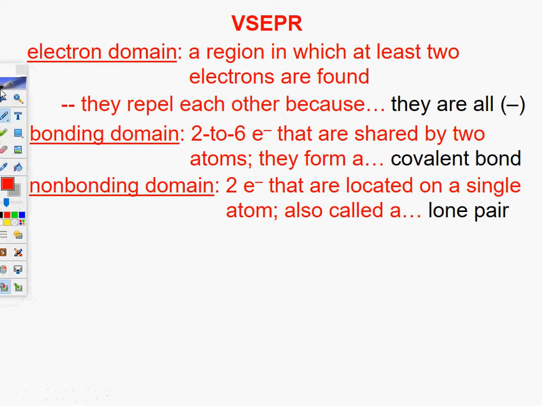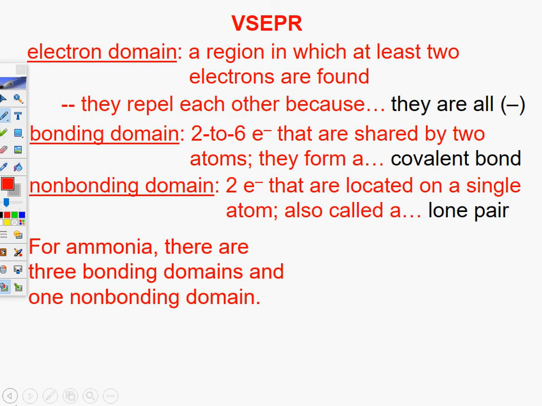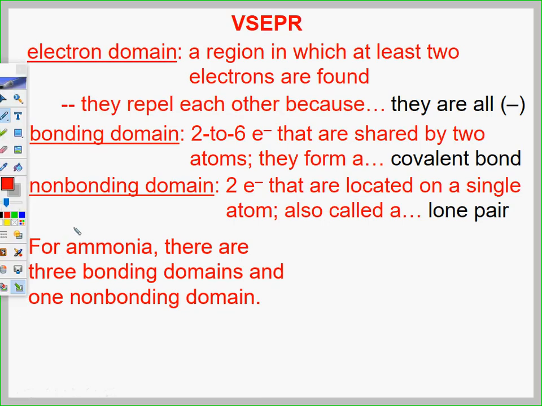For ammonia, there are 3 bonding domains and 1 non-bonding domain. So what's the formula for ammonia? NH3. See if you can draw that ammonia for me right there.